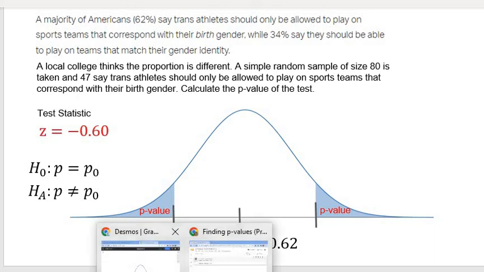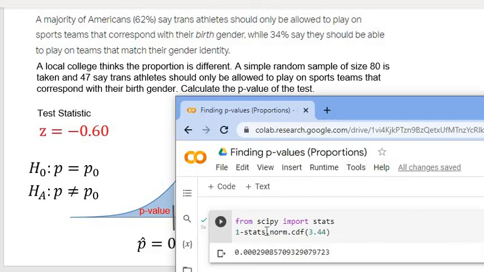So once again, I'm going to go to Python. Since I'm looking for the area to the left, I'm going to get rid of this 1 minus because the CDF is going to give me the area to the left. I'm looking for the area to the left of negative 0.60, but I actually want twice that, so I'm going to do 2 times that to double the area. When it's a two-tailed test, you need to double the area you get either to the left or right of the test statistic. When I run this, I get a p-value of 0.549. So the p-value for this test would be 0.549.